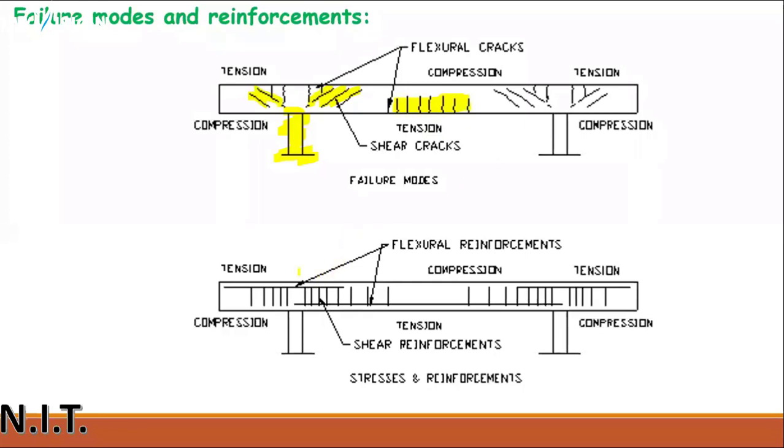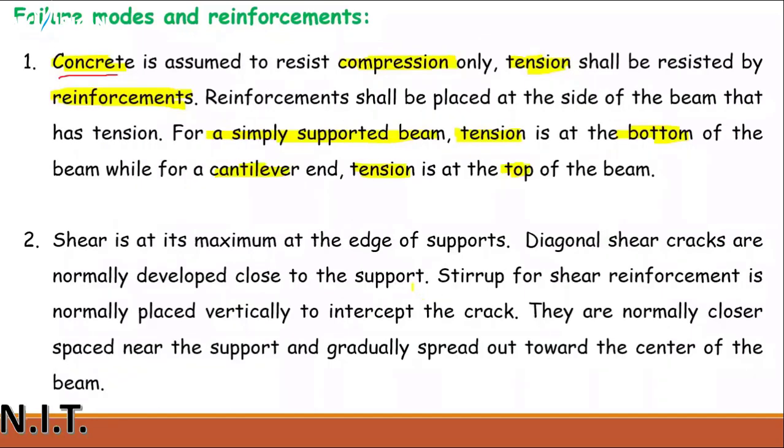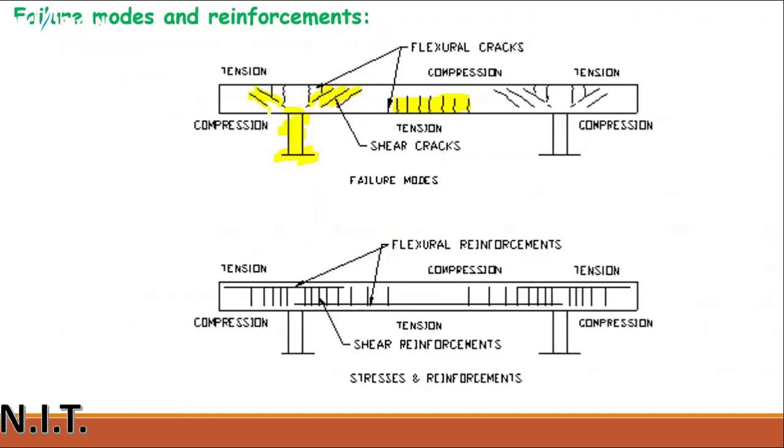Clear? So that's why we need to provide the shear reinforcement or stirrups closely spaced near the supports, but we can provide more space between the stirrups in the center of the beam. Clear? So shear is maximum at the edge supports. This means shear force will be maximum near the support.